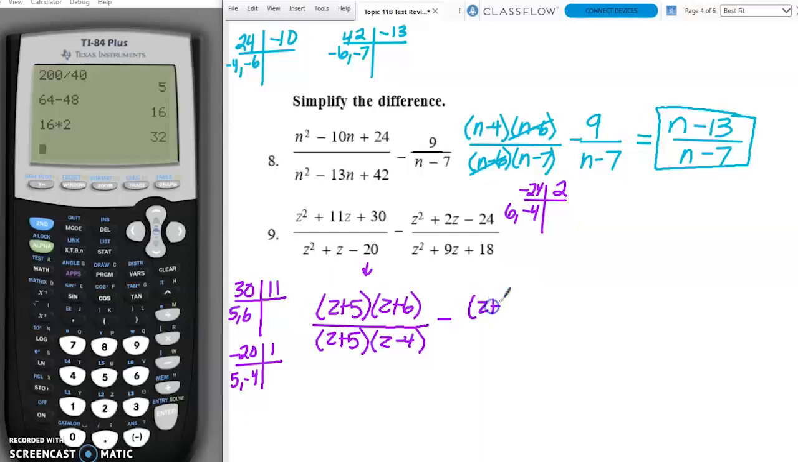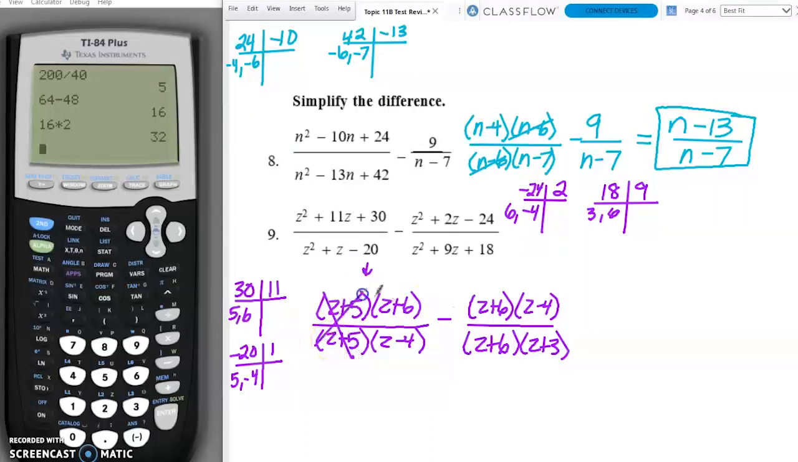So z plus 6, z minus 4, over, let's factor that denominator. We're factoring 18, looking for a sum of 9. It's going to be 3 times 6. So we'll say z plus 6 and z plus 3. Now those z plus 5s can cancel. These z plus 6s can cancel. So we have less to work with, which is great.